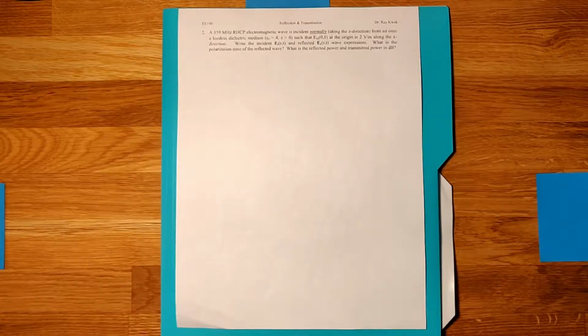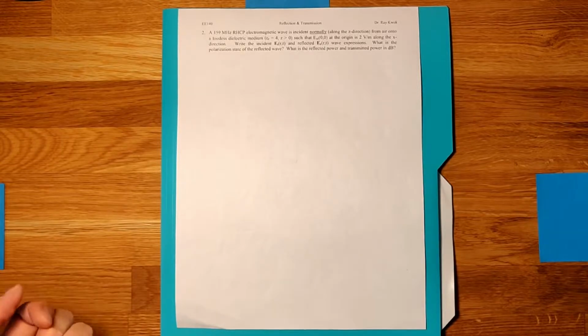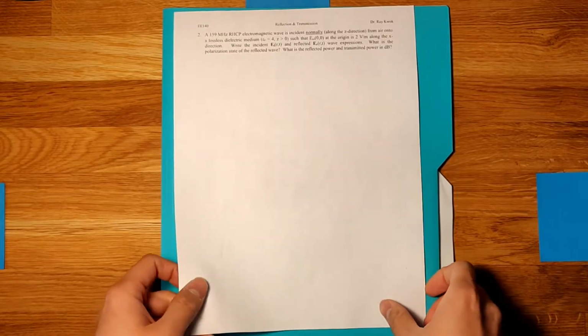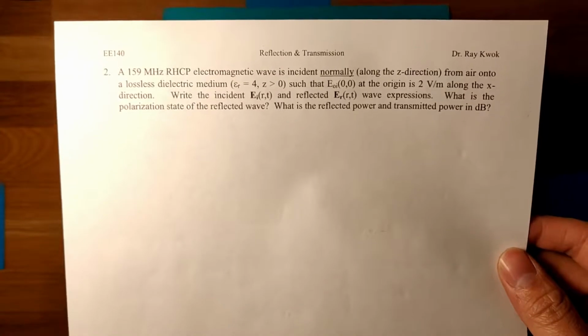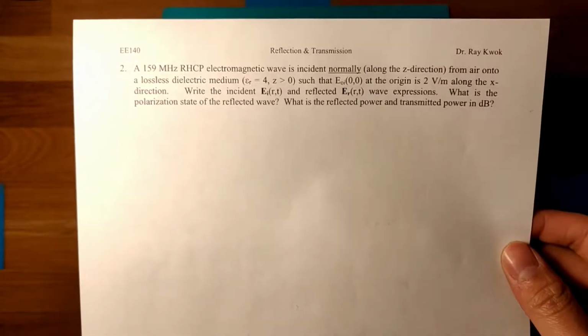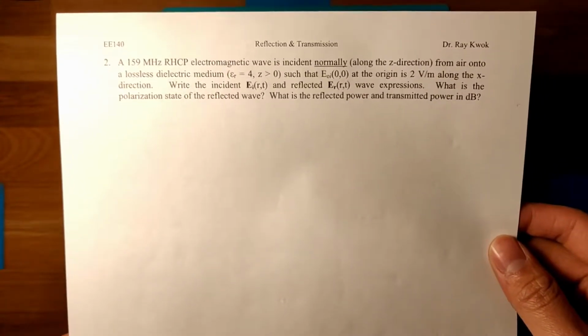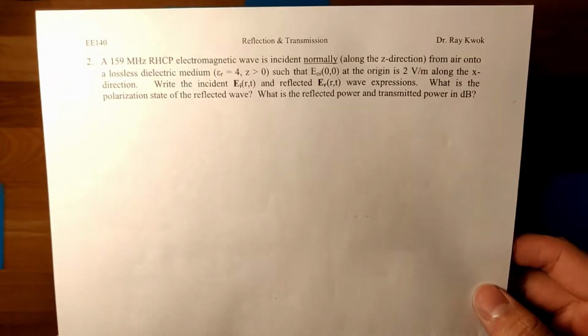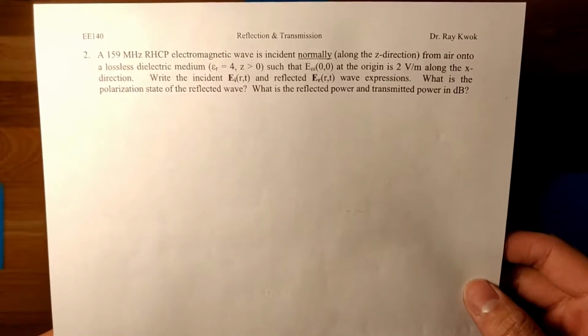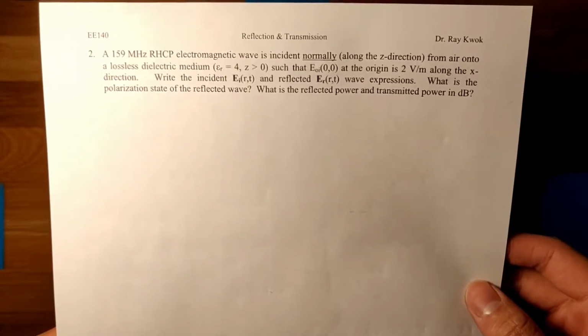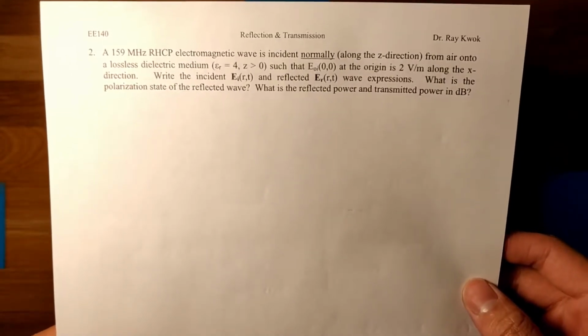So today I will be doing number 2 of our normal incidence problem for EE140, and the problem is as follows. A 159 MHz RHCP, or right-hand circular polarization, electromagnetic wave is incident normally along the z direction from air onto a lossless dielectric medium, and the dielectric constant is 4 when z is greater than 0.